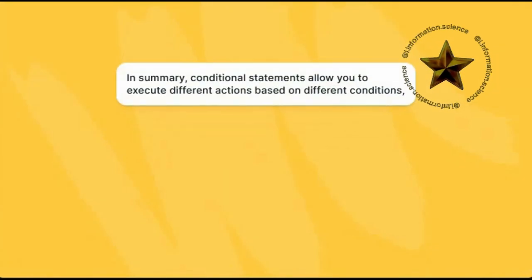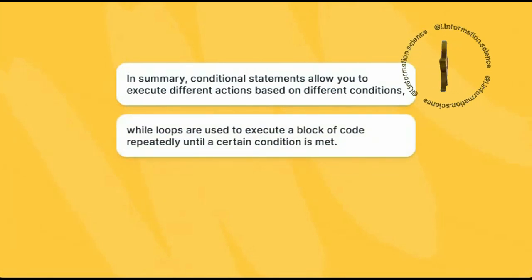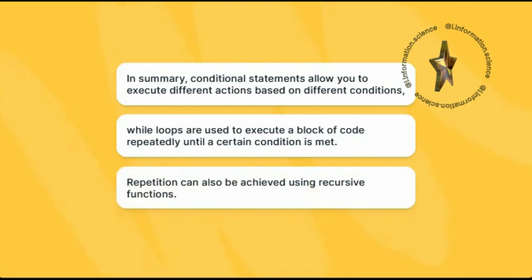In summary, conditional statements allow you to execute different actions based on different conditions. Loops are used to execute a block of code repeatedly until a certain condition is met. Repetition can also be achieved using recursive functions.